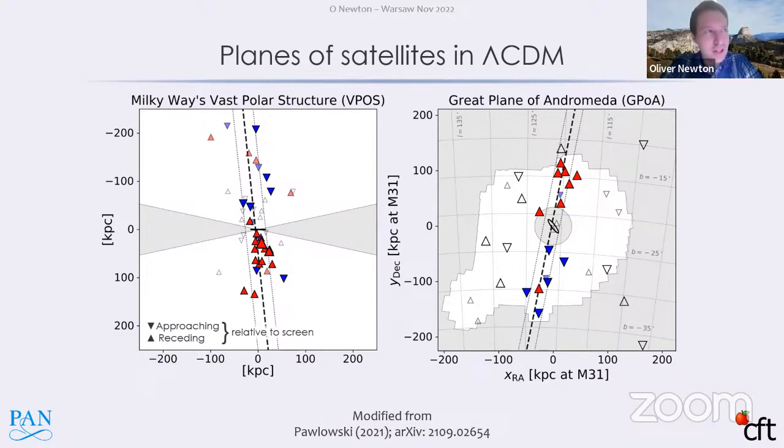So while forming planes, you can do that in a dark matter only halo, for example. What makes these particular planes interesting is that they seem to be kinematically coherent, and that's been confirmed by observations from Gaia DR3, I think, and by PAndAS as well.